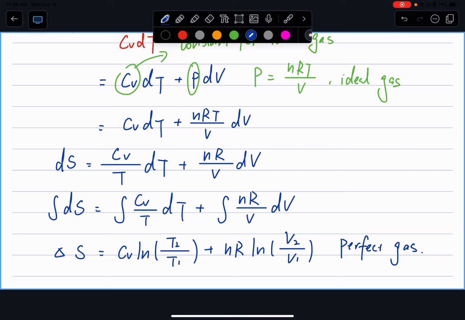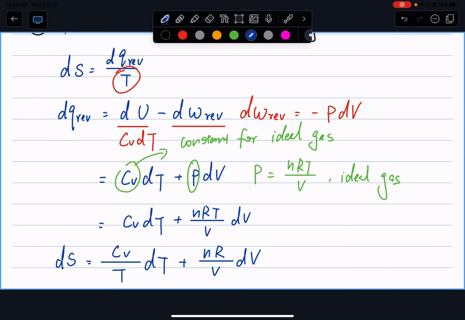For the second line to the third line, could you please explain how the T moved to the lower CV? We didn't move anything. Oh, sorry. It's just dq reversible equals CV dT plus nRT over V dV. Now your dS equals dq over T, so you have to divide by T for both terms.